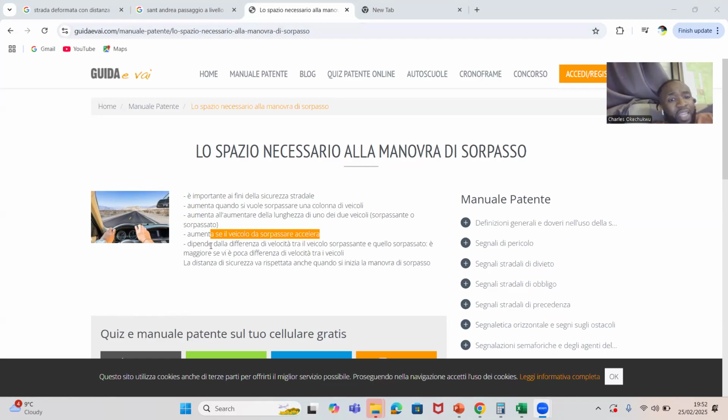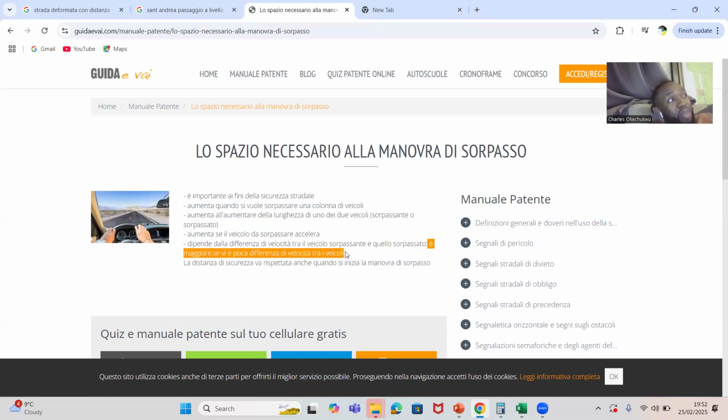Lastly, "dipende dalla differenza di velocità tra il veicolo sorpassante e quello sorpassato." Now, that necessary distance for overtaking to take place, they say it depends on the difference in speed between two vehicles, the veicolo sorpassante and the veicolo sorpassato. And it is true. Watch. "È maggiore se vi è poca differenza di velocità tra i veicoli."